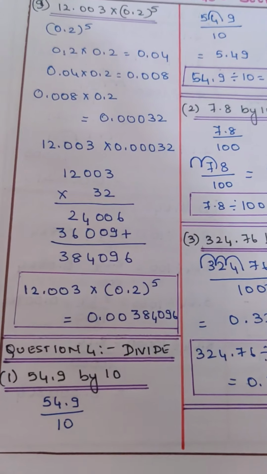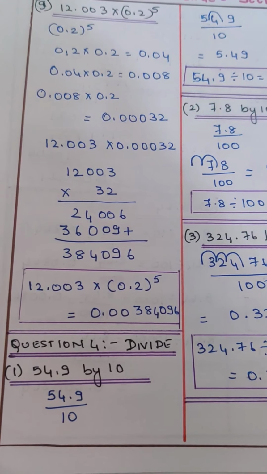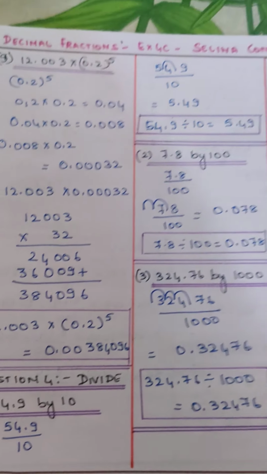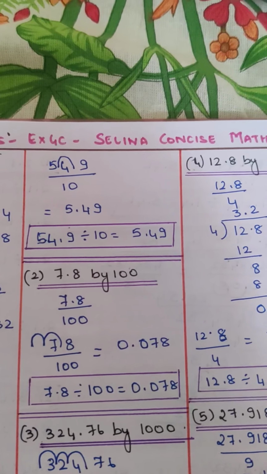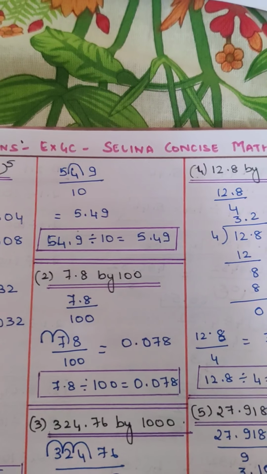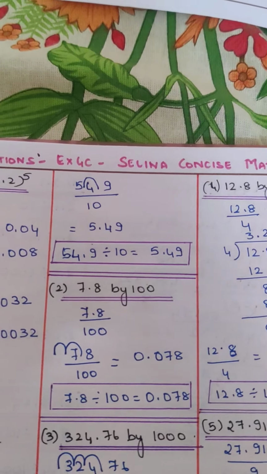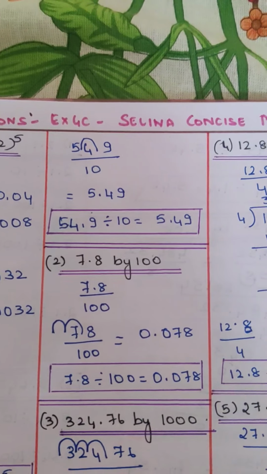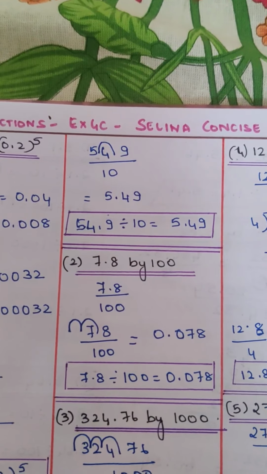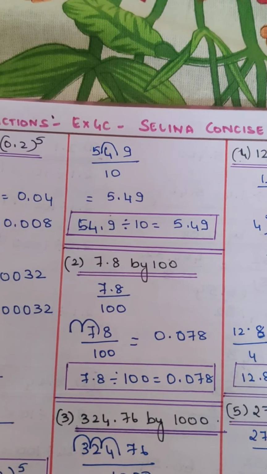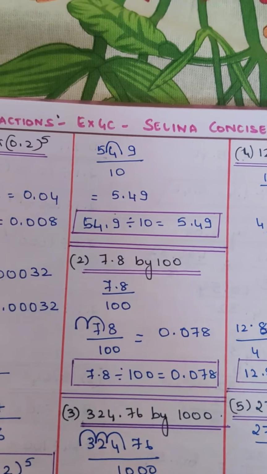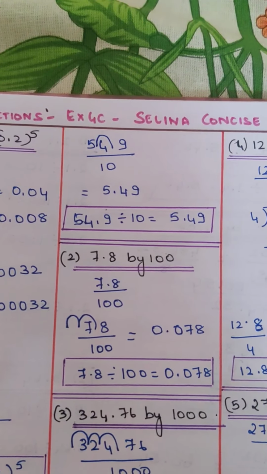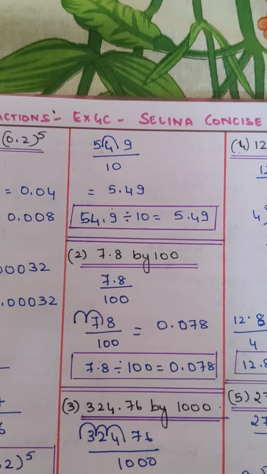Question 4. Divide 54.9 by 10. So we can write that as 54.9 divided by 10. Because it is 10, you just move the decimal point one place from the right hand side, because you have 1 0 in the denominator. So when you move the decimal point one place, it moves from the point between 4 and 9 to between 5 and 4. So it becomes 5.49. Therefore, 54.9 divided by 10 is equal to 5.49.